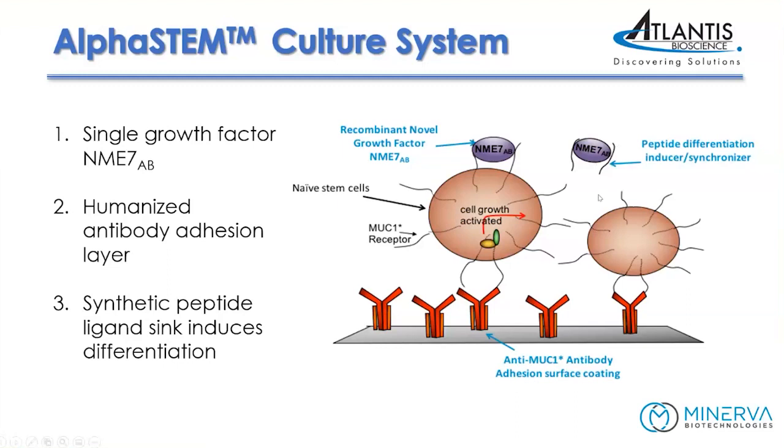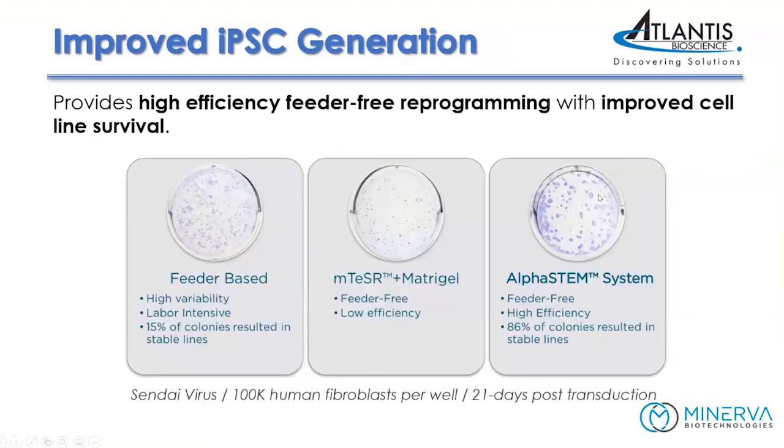So basically, it breaks the pluripotency signal so that it synchronizes differentiation and ensures that no pluripotent stem cells remain. So this differentiation ligand is only added when you want to differentiate your pluripotent stem cells.